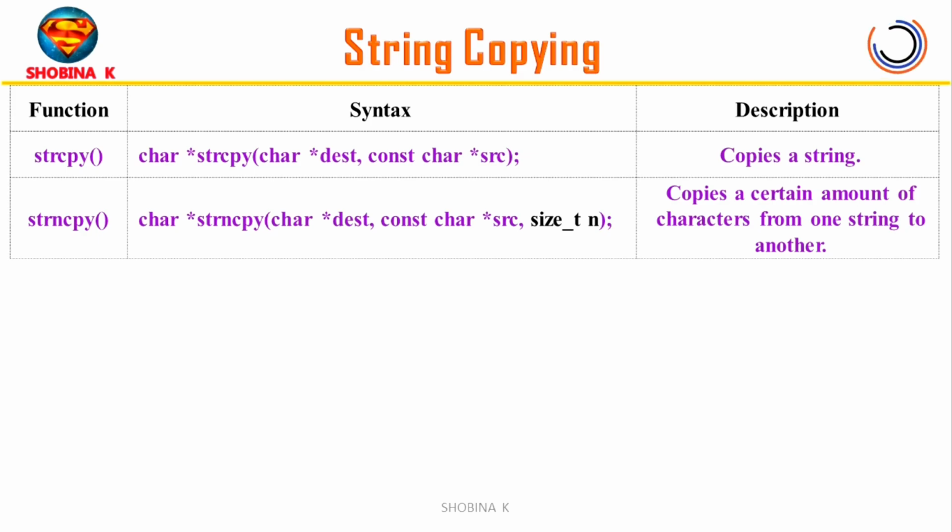Char asterisk. This indicates the return type of the function. In this case, strcpy returns a pointer to a character. strcpy is the name of the function. Char asterisk dest, const char asterisk src are the parameters.